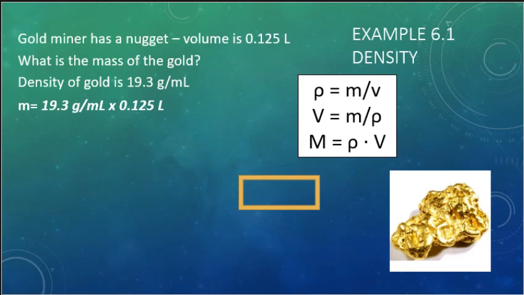Okay, so here we go. It's going to be m equals 19.3 grams per milliliter, that's given to us right above, times 0.125 liters. There's a problem with our equation. What's our problem? Maribella knows what it is. Liters should be milliliters. Our units don't match. Our units are not matching here, and so we're just going to switch it over.